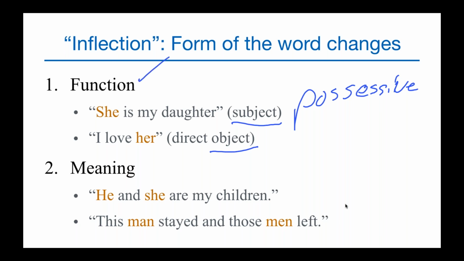So the first thing you have to think about is the function. Second is meaning. He and she are my children. This man stayed and those men left. The difference between he and she is the difference between male and female. The difference between man and men is one man versus 2 or more. Okay, so we inflect to display meaning. First we do function, then we do meaning.